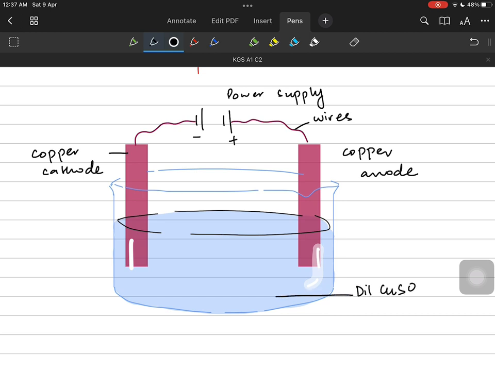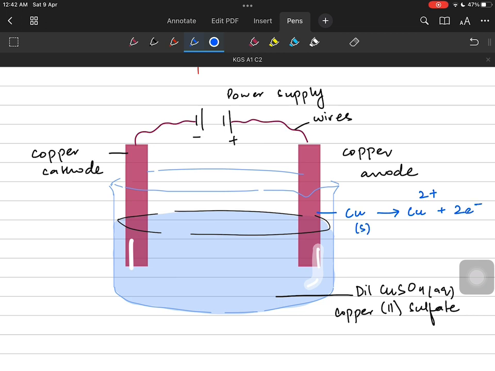The solution needs to have the same ion as in the electrode. So copper electrodes will have the electrolyte of copper sulfate. It can be copper nitrate or copper chloride as well. I'm concerned with just copper ions. So what happens is, on the cathode, you will see reduction and anode is oxidation.